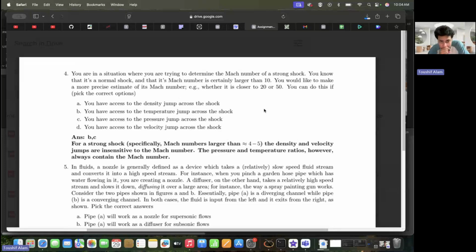For a strong shock, specifically Mach number larger than 4 to 5, the density and velocity jumps are independent of the Mach number. The pressure and temperature ratios, however, always contain the Mach number. So options B and C are correct.